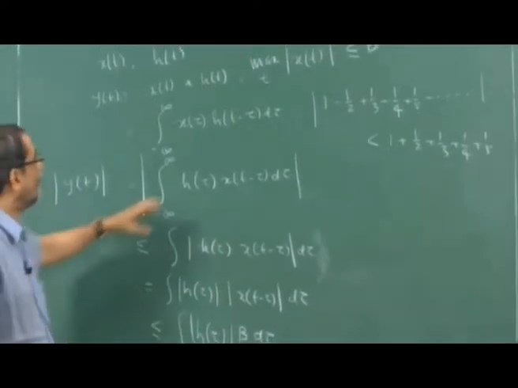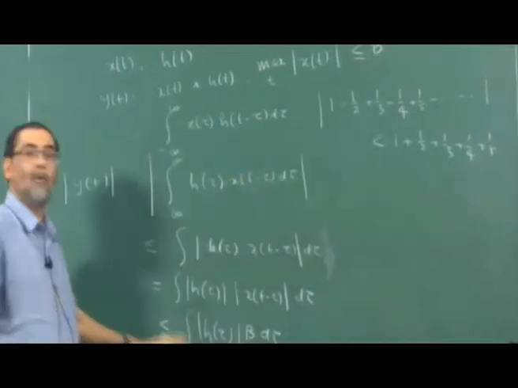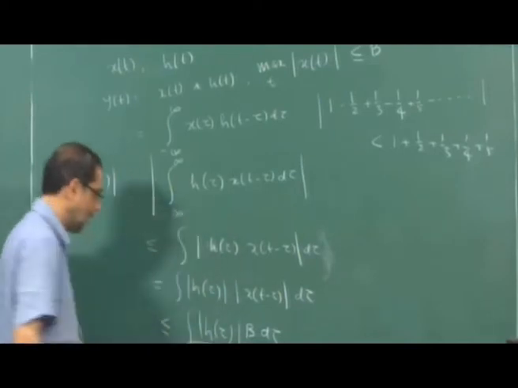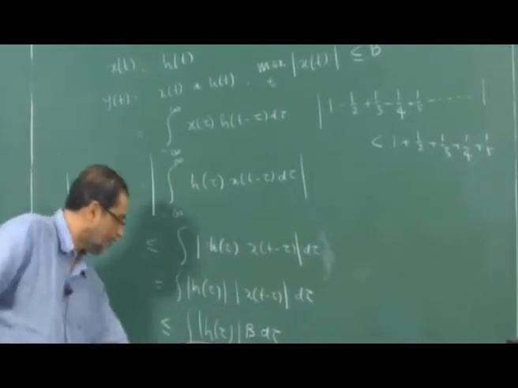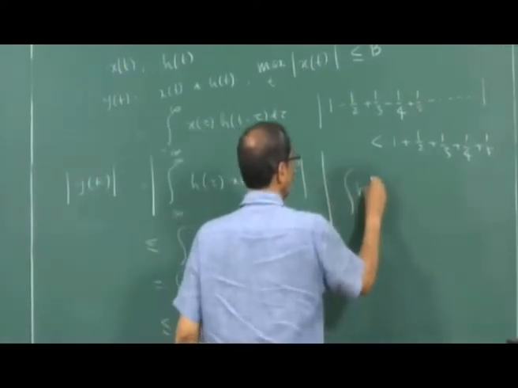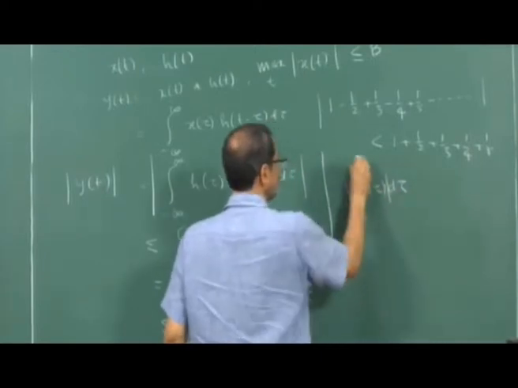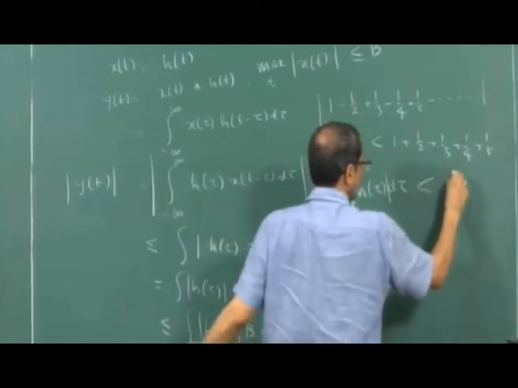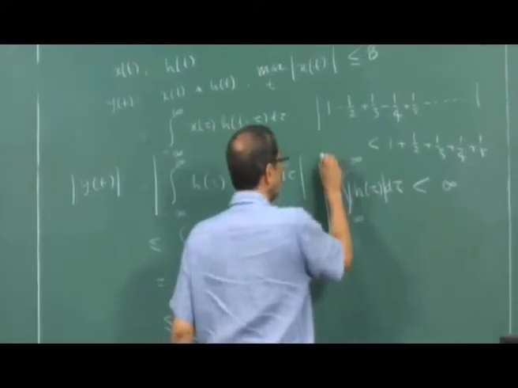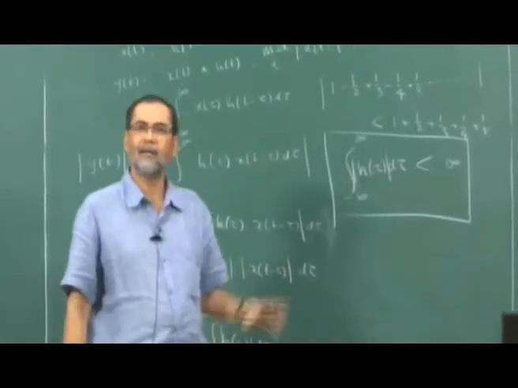I've assumed that my input is bounded. For my output to be bounded, this integral should be bounded. B is bounded, so this will be bounded only if the integral is bounded. So the condition is that the integral of the absolute value of h of tau d tau, between minus and plus infinity, should be less than some m. It should be less than infinity. That's all. This is the condition for stability.